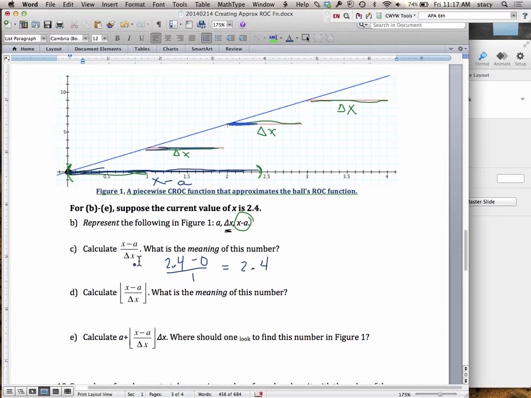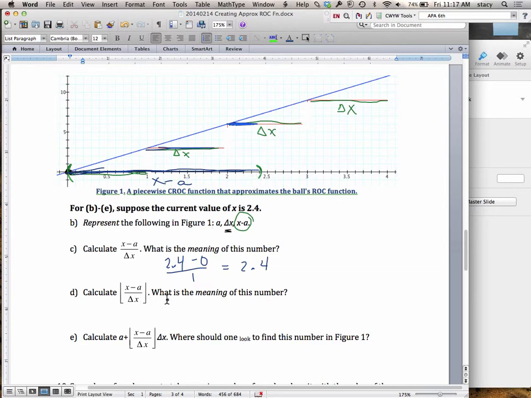Remember, the meaning of a quotient is the relative size of this quantity with respect to this quantity. So this is the relative size of the length x minus a, relative to the length of our delta x intervals. This is saying if I measure in units of delta x, I will get a measure of 2.4 when I actually measure out x minus a.